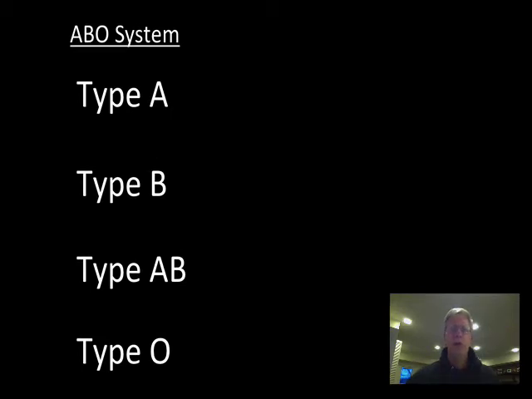Now, the ABO system results in four different possible blood types: type A, type B, type AB, and type O. What determines whether a person is one of these blood types is whether or not they have certain antigens on the surface of their red blood cells. For instance, there could be A antigens, which we have represented by the little blue triangles on the surface of the red blood cells.